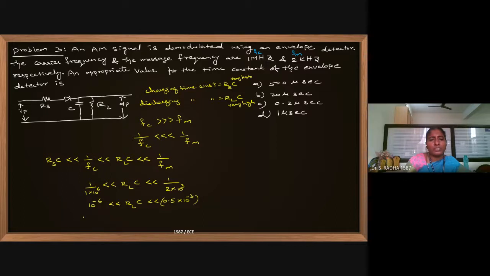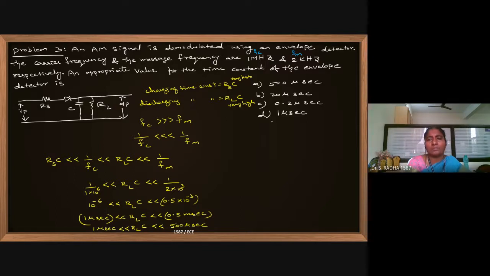Now this is 1 microsecond, and this is 0.5 millisecond. So the discharging time RL into C is between 1 microsecond and 0.5 millisecond. 0.5 millisecond can also be written as 500 microseconds. So the value should be between 1 microsecond and 500 microseconds.